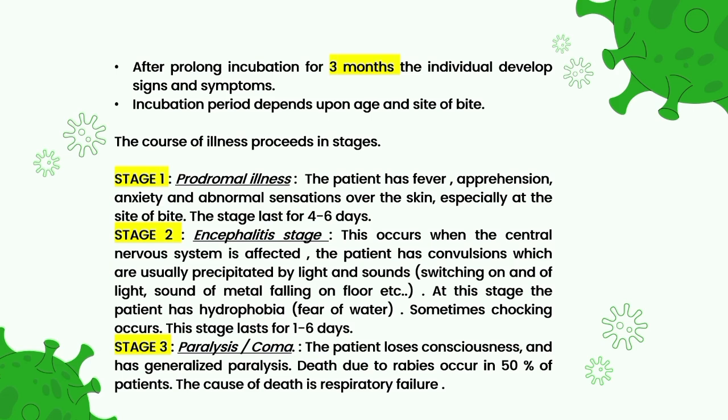And the last stage, the third stage, is paralysis or coma. In this stage, the patient loses consciousness and goes into a coma, and death occurs due to respiratory failure. Almost 50% of patients die at this stage if untreated. So these are the common and very important points when you are learning about this rabies virus.